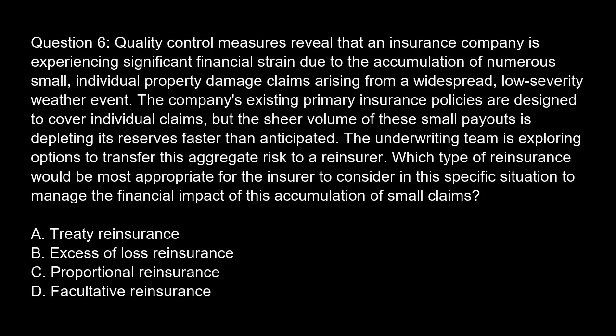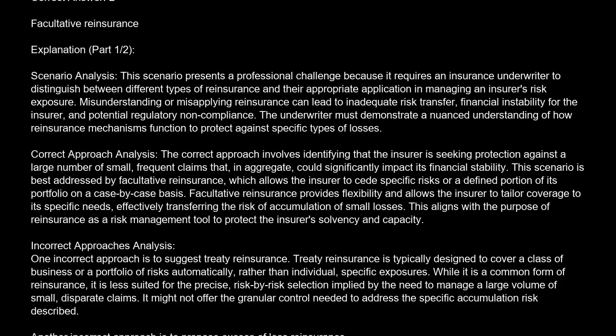Which type of reinsurance would be most appropriate for the insurer to consider in this specific situation to manage the financial impact of this accumulation of small claims? Option A, treaty reinsurance. Option B, excess of loss reinsurance. Option C, proportional reinsurance. Option D, facultative reinsurance. The correct answer is D, facultative reinsurance.